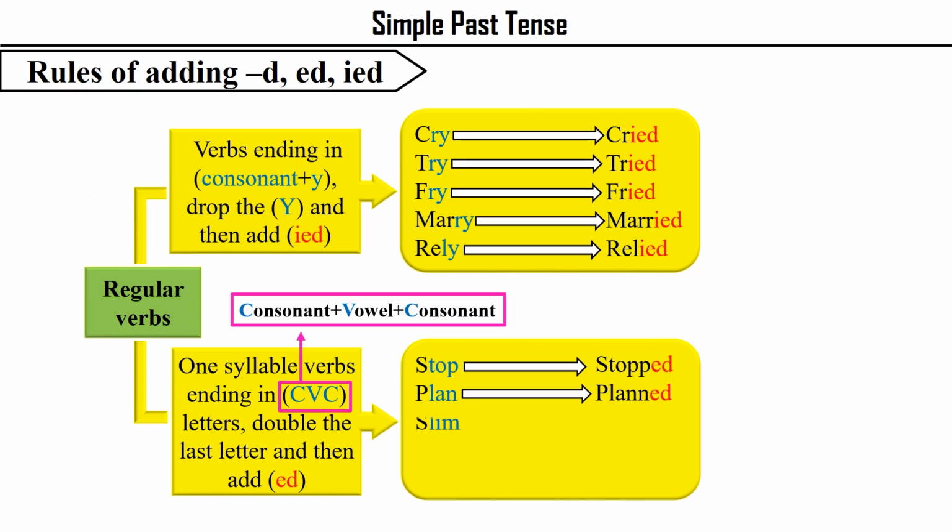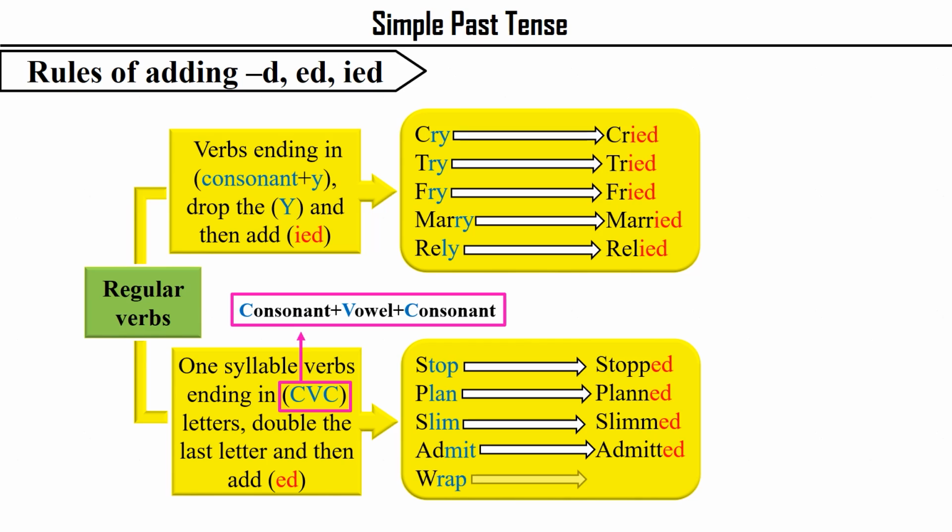Plan becomes planned. Slim becomes slimmed. Admit becomes admitted. Wrap becomes wrapped, etc.